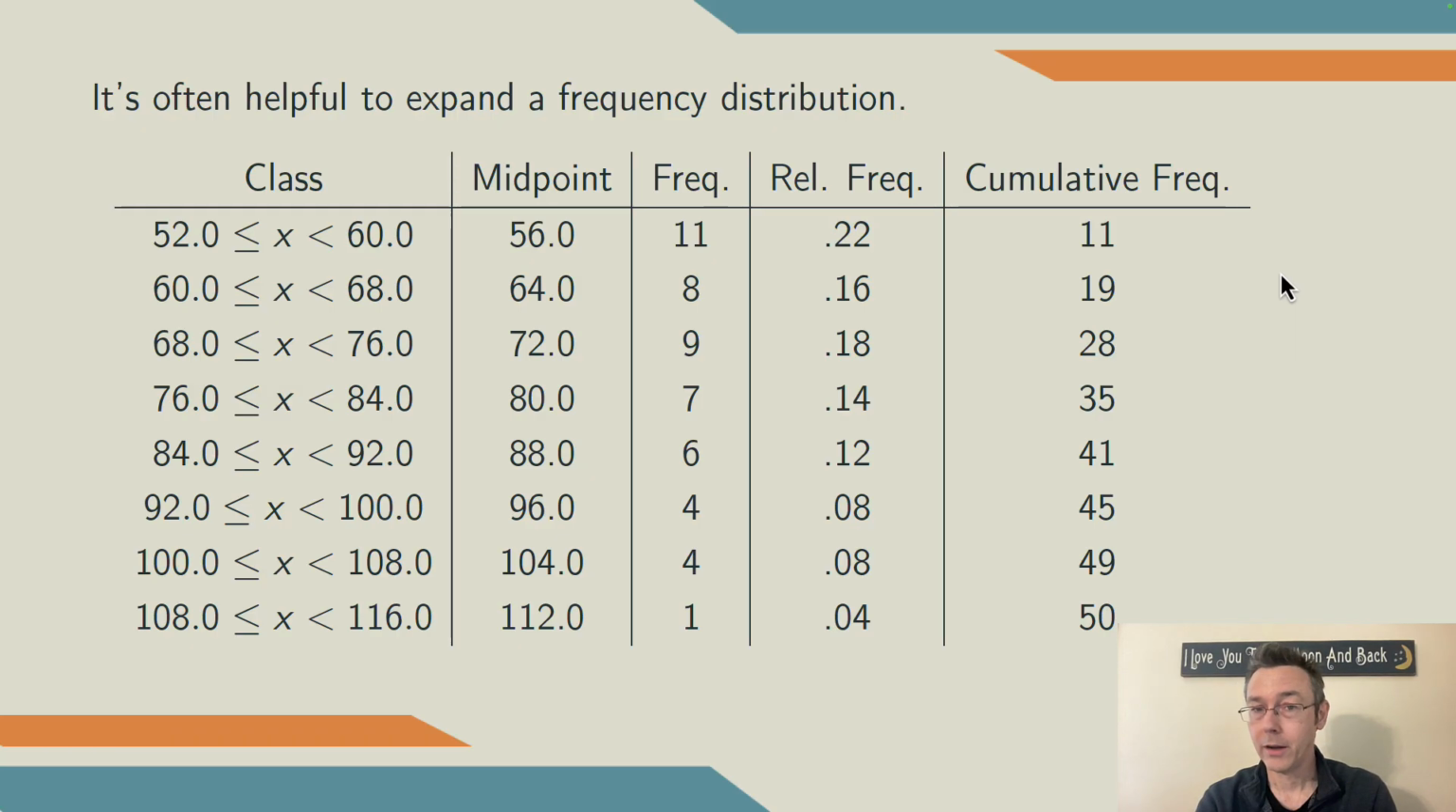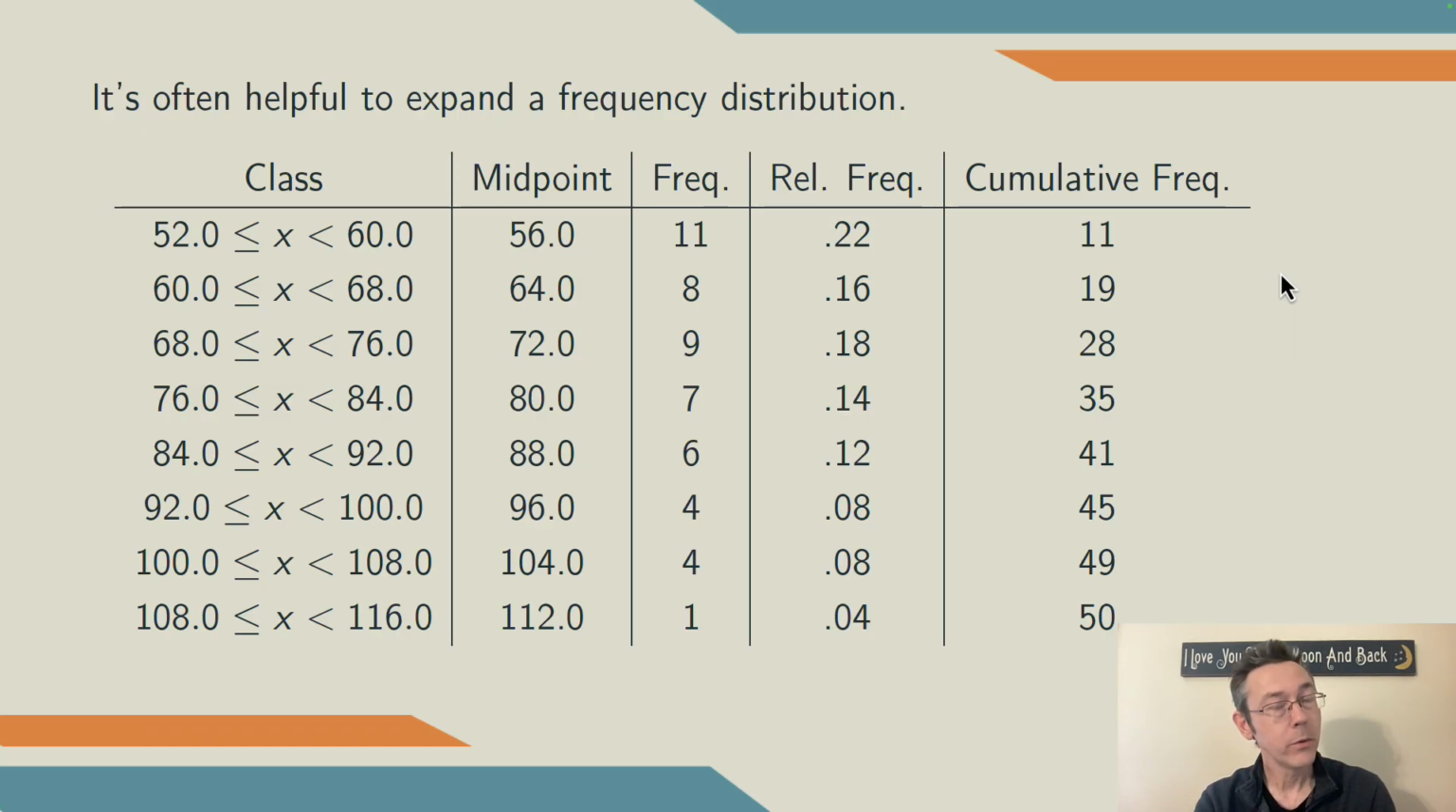The midpoints of the classes are going to be exactly halfway in between the lower and upper boundary. The relative frequencies are going to be the frequencies divided by the total size of the sample. So for instance, in that first row, we have a frequency of 11. The total sample size is 50. The relative frequency is 11 divided by 50, which is 0.22.